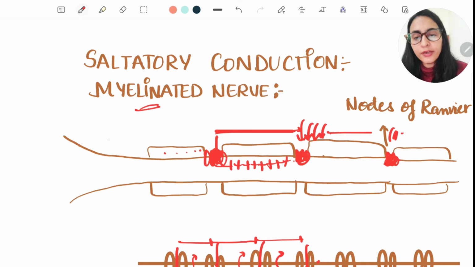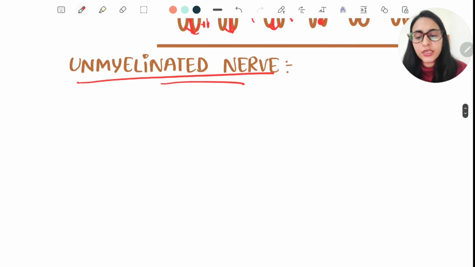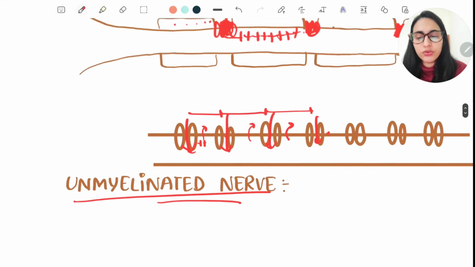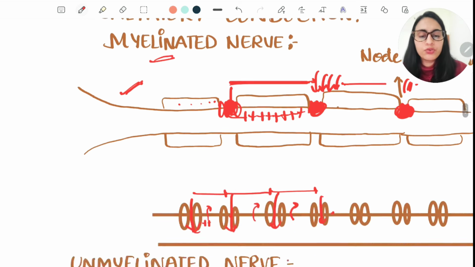Also this saltatory conduction or myelinated nerve consumes less energy which is required for recharging, because recharging occurs at the node of Ranvier by the sodium potassium pump, and they are located at a far distance. So saltatory conduction in the myelinated axon results from the fact that voltage gated sodium channels are more concentrated at the nodes of Ranvier.